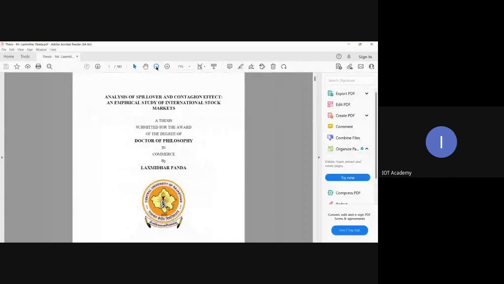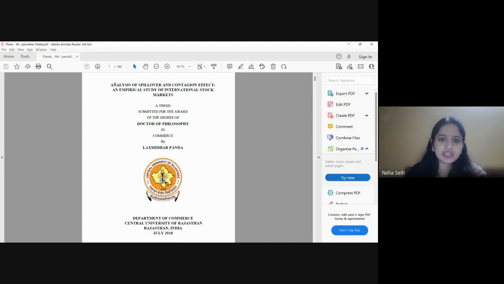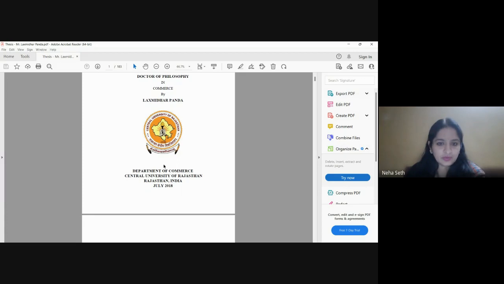Is the screen visible? Yes, ma'am. Okay. This was a thesis submitted by one of my scholars. He is now working with a prestigious university. As I mentioned, this is the title page, the very first page of the thesis, which includes the title of the thesis, submitted for Doctor of Philosophy, that means for PhD, in the area of commerce. This is the name of my scholar. This is the university logo, department, my university, and when he submitted the thesis.